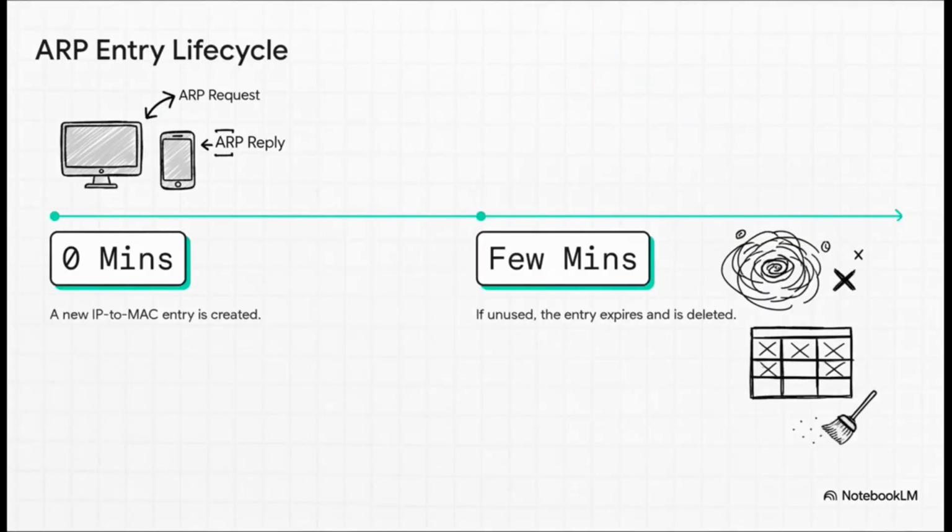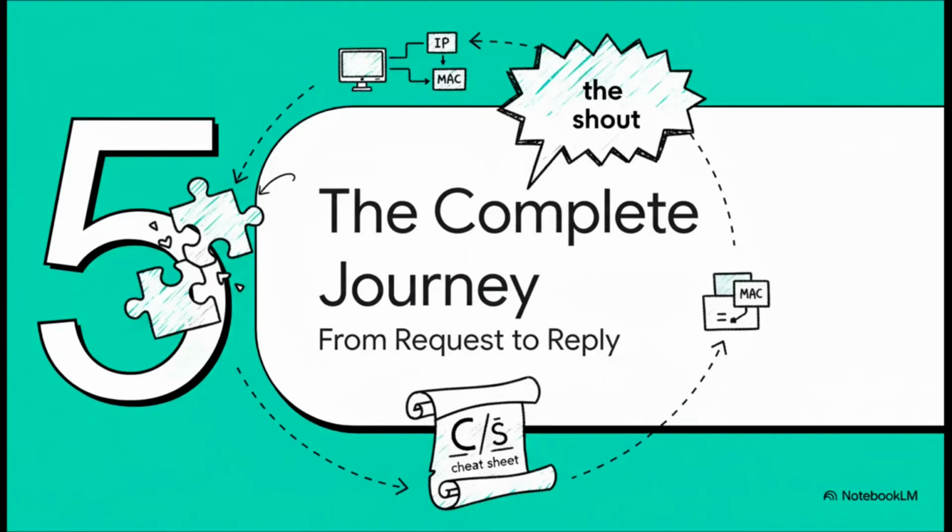So this is basically the short life of an entry on that cheat sheet. It gets created the first time you talk to a device. But if you don't talk to that same device again for just a few minutes, poof, the entry expires and gets deleted automatically. This makes sure the cheat sheet stays fresh, clean, and accurate. Okay, we've looked at all the pieces now. The problem, the digital shout, the cheat sheet, and the forgetting. So let's put it all together and walk through the complete journey from start to finish.